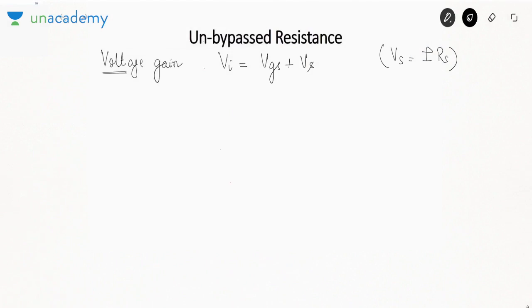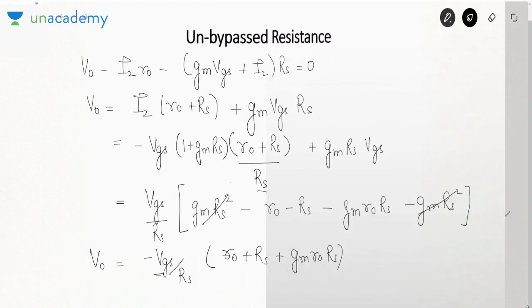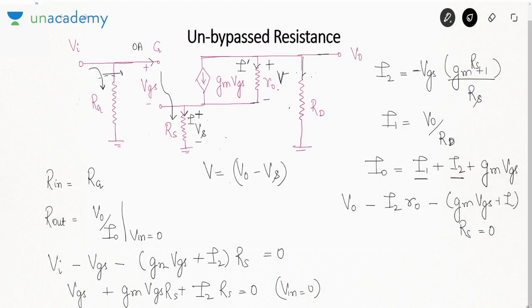So what I'll write? Vs is V0 minus Vs, and I dash is V by R0. Once we know these things, this current is gm VGS, this is I dash. So the current here will be I dash plus gm VGS. But this current is going from bottom to top, so the induced voltage will have opposite polarity to V0.